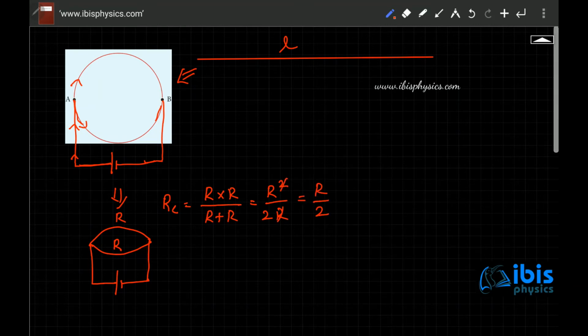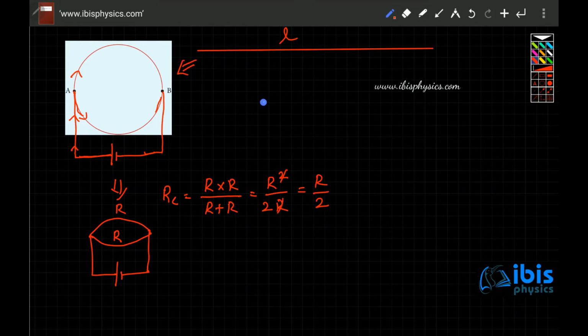But what they have given indirectly is the resistance of 1 meter of wire. The resistance of 1 meter wire is given as 2 ohms per meter. So 1 meter wire having 2 ohms means 2 meter wire will have 4 ohms, that is 2 times 2 ohms. So L meter wire will have L times 2 ohms. If we know the value of L, we'll be able to find the resistance of the wire.